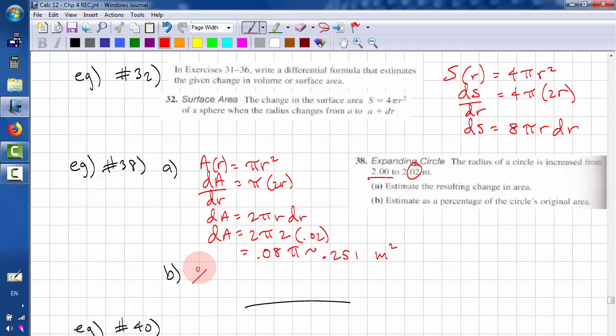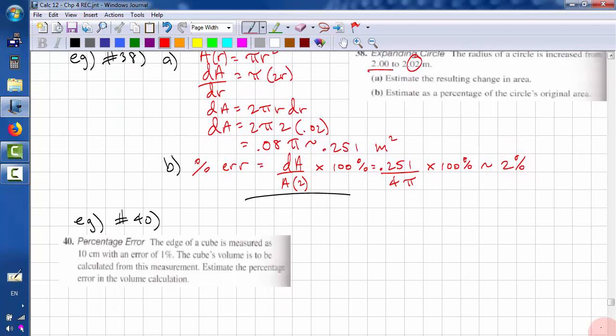So the percentage error equals dA over our area at 2 meters times 100%. And now we just substitute 0.251 over 4 pi. We substitute 2 into here. We have 4 pi times 100. And that's going to be about 2%. So as you can see, the absolute change doesn't mean too much, but as a percentage, we can see that it's a small percentage.